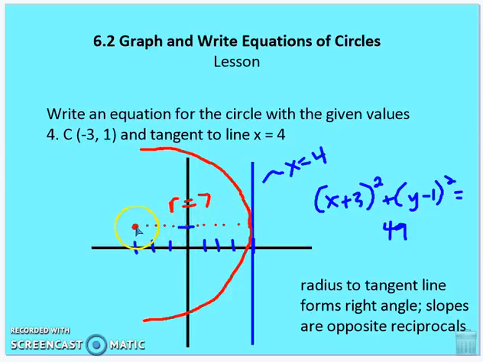It's from the center horizontally to the circle itself, which is going to be 7 units. So from (negative 3, 1) to the line x is equal to 4 at (4, 1) is going to be 7 units. So you have the radius of 7. 7 squared is 49. You're already given the center at (negative 3, 1). So (x plus 3) squared plus (y minus 1) squared is equal to 49.